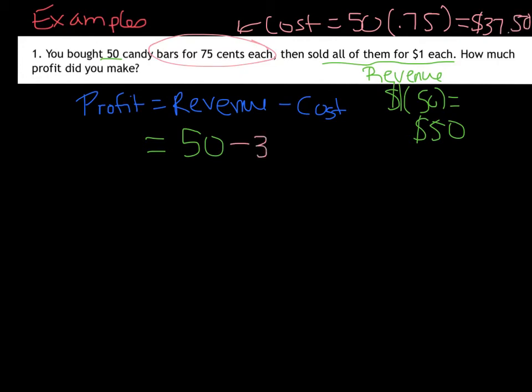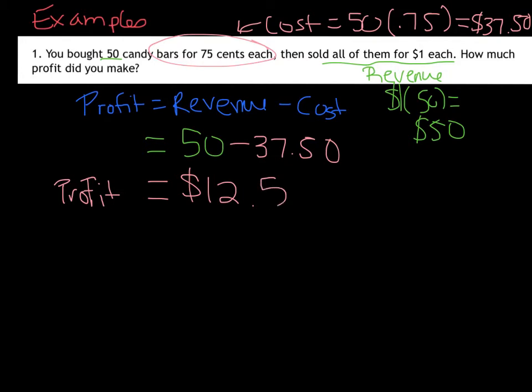So from there, we subtract this out. We get 50 minus 37.50. That's going to give us that our profit is $12.50.